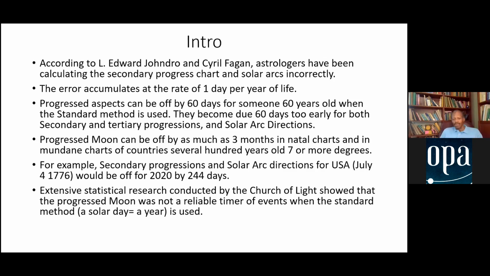Many years ago, the Church of Light did extensive research on secondary progressions, and they found that the secondary progressed moon was not a reliable timer of events when the standard method was used. The standard method being a solar day is equal to 1 year.